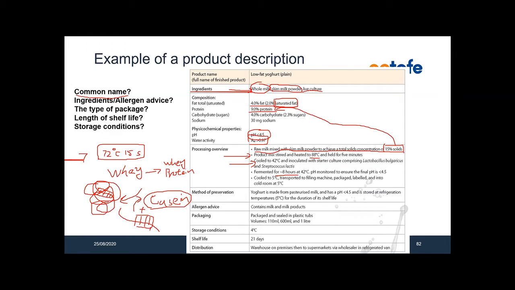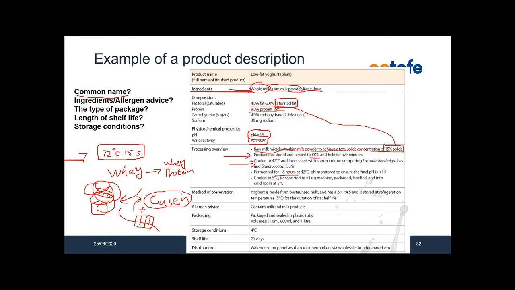And if you only have the combination of those two bacteria listed on the table here, then after 8 hours of processing or fermentation at that temperature, pH is going to drop because the bacteria are consuming lactose and changing that to lactic acid. And then we cool it down and transport that to storage after packaging and labeling.